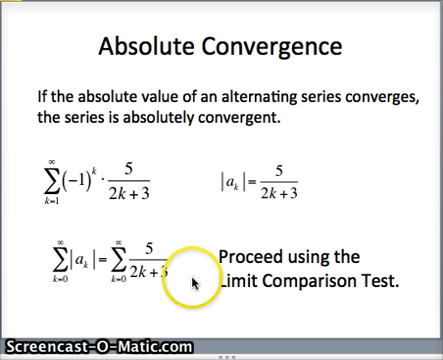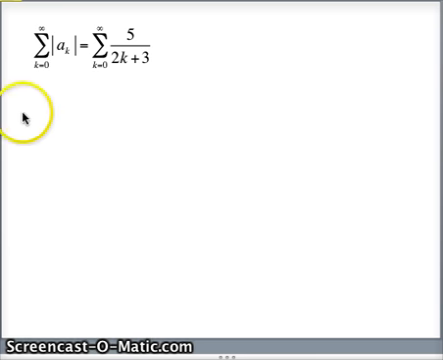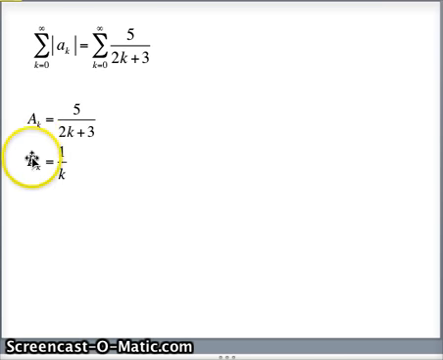So 5 over 2k plus 3. The top is basically like 1. The bottom is basically like k. Highest power of k on the bottom, k to the first. Highest power of k on the top, there isn't one. Maybe call it k to the 0, 1. 1 over k is what we're going to limit compare this to. So I'm looking at the sum of the absolute values to see if it's absolutely convergent. I'm going to use capital A sub k and capital B sub k to differ from the sequence a sub k I talked about up there.